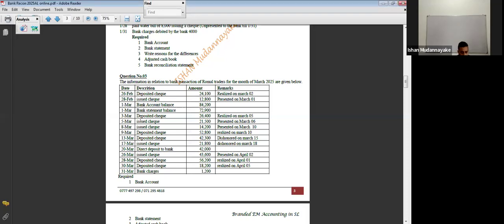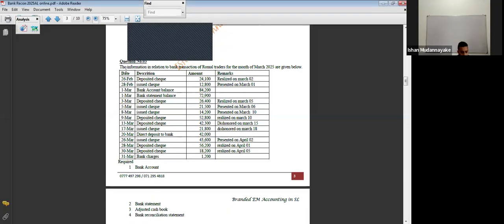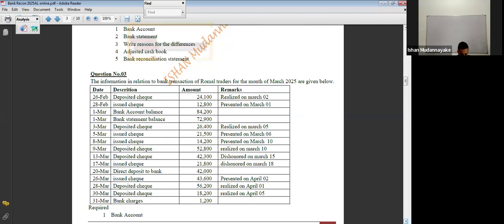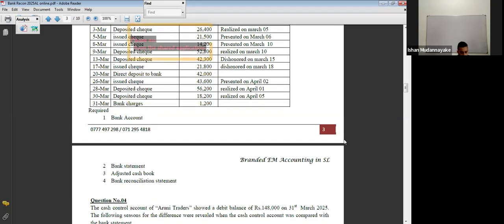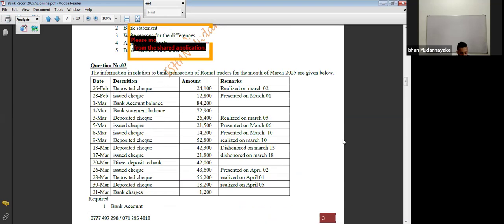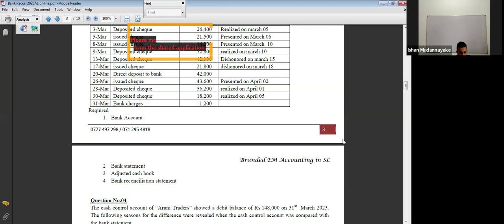Right. Now we will move into question number 3. Look at question number 3. For question number 3, you need to prepare the bank account, bank statement, adjusted cash book, which means the adjusted bank account, and fourth, the bank reconciliation statement. Right, the bank account and then the bank statement.